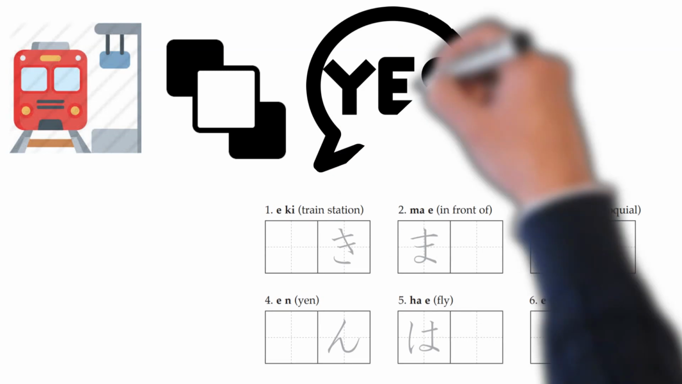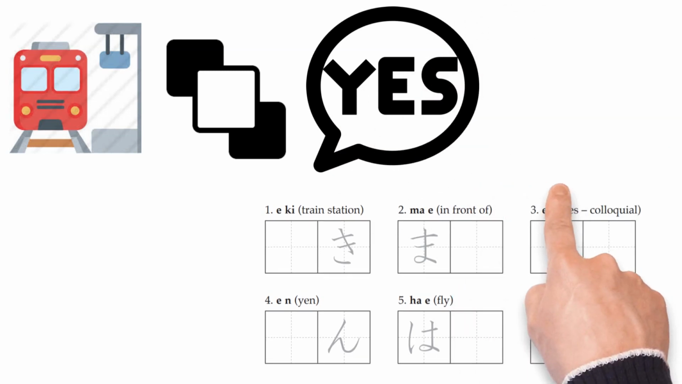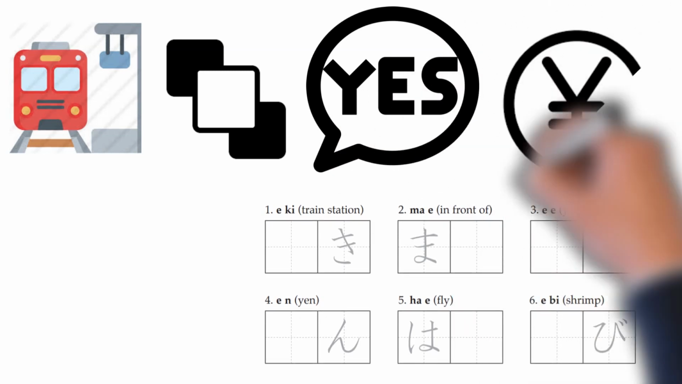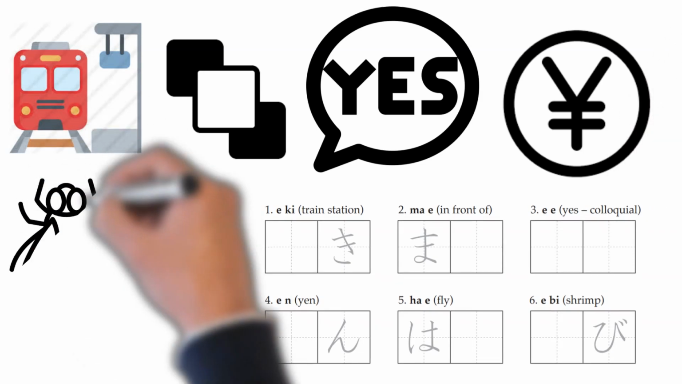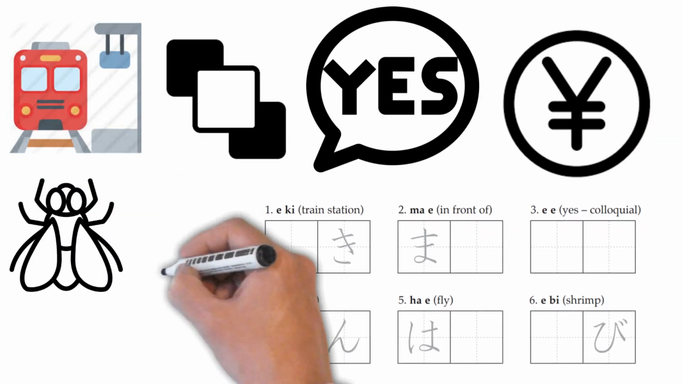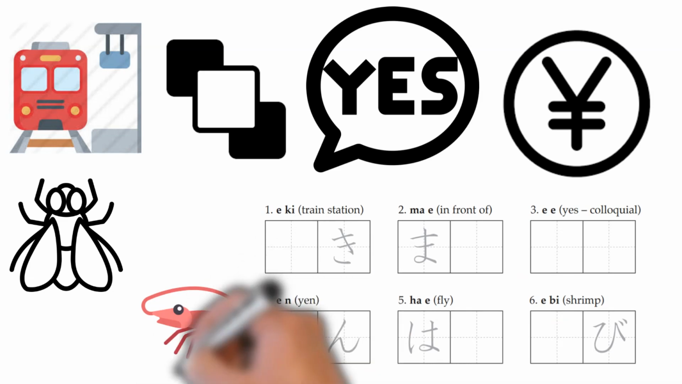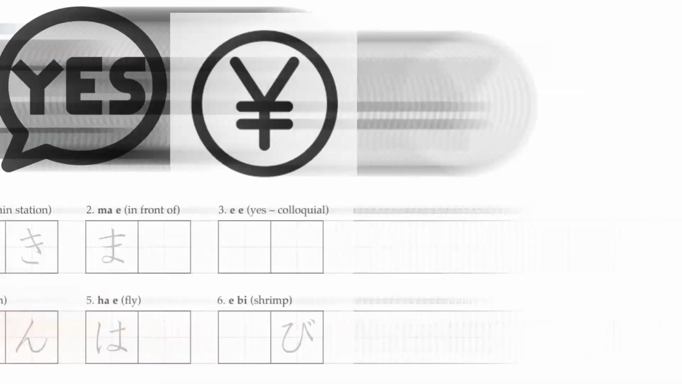Third is we have ee. This is our plain form. Instead of saying hai, we say ee. Then our money currency yen, and then hae for fly, and ebi for shrimp.